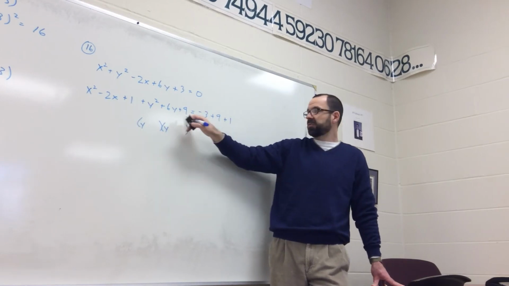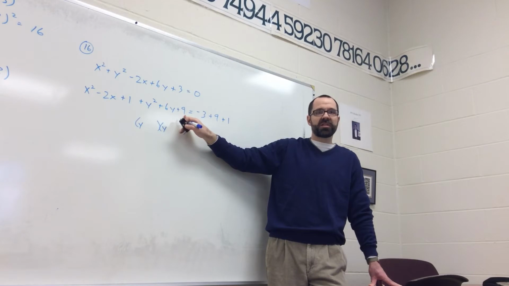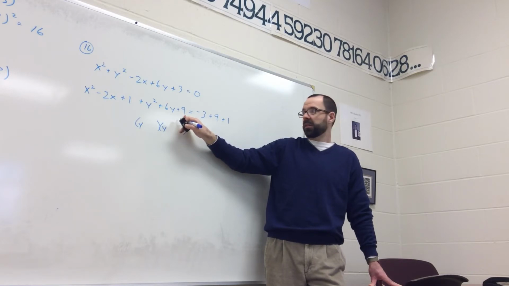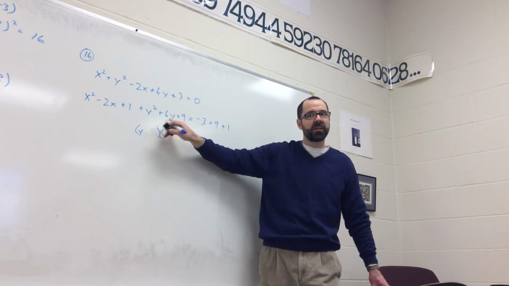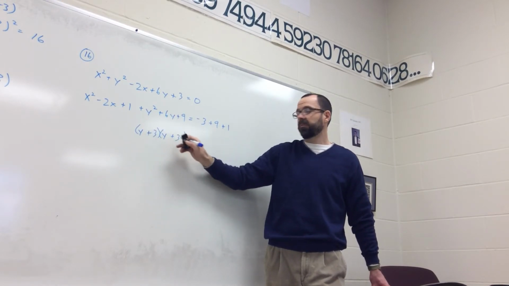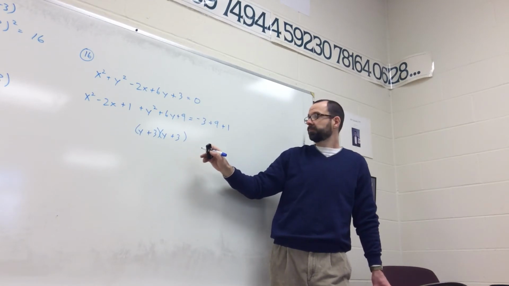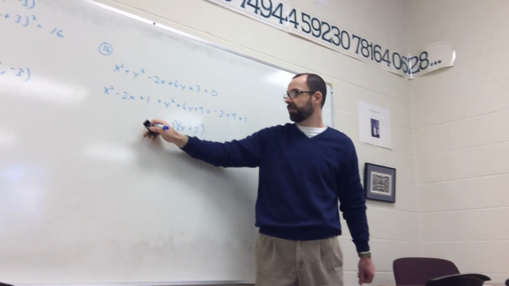But just for fun, what else multiplies to be 9? 9 and 1, right? But 9 and 1 is not what we want this time because 9 and 1 add up to 10. If that was a 10, then we'd want 9 and 1. But since it's a 6, we want 3 and 3. Then there's a plus sign in front of that.